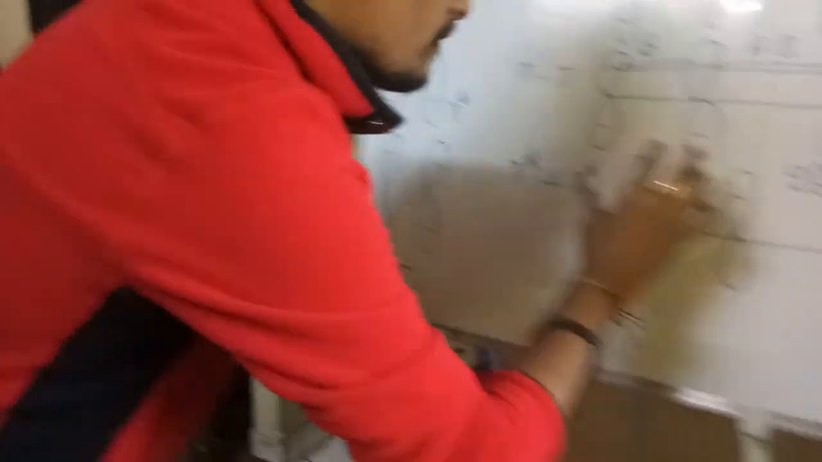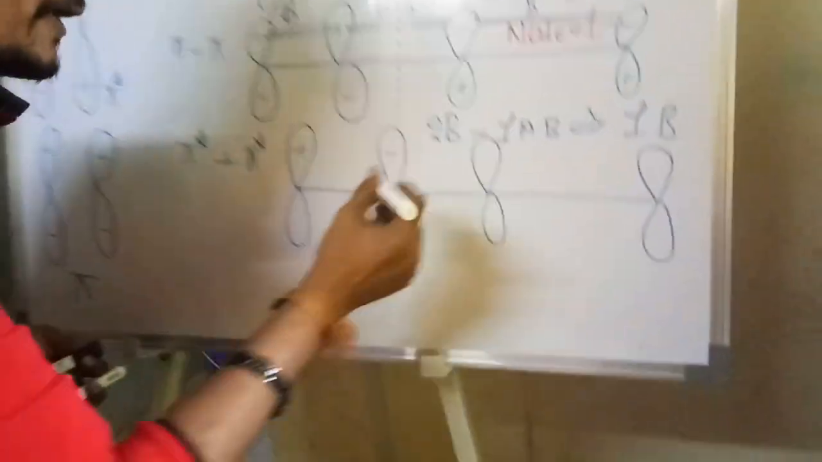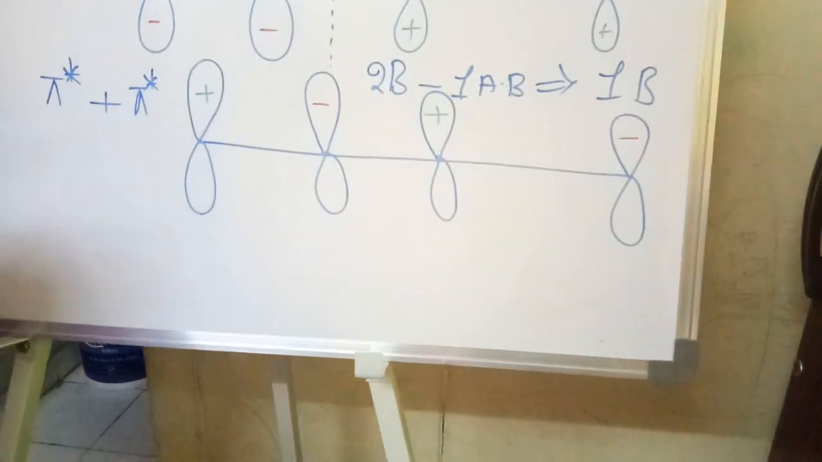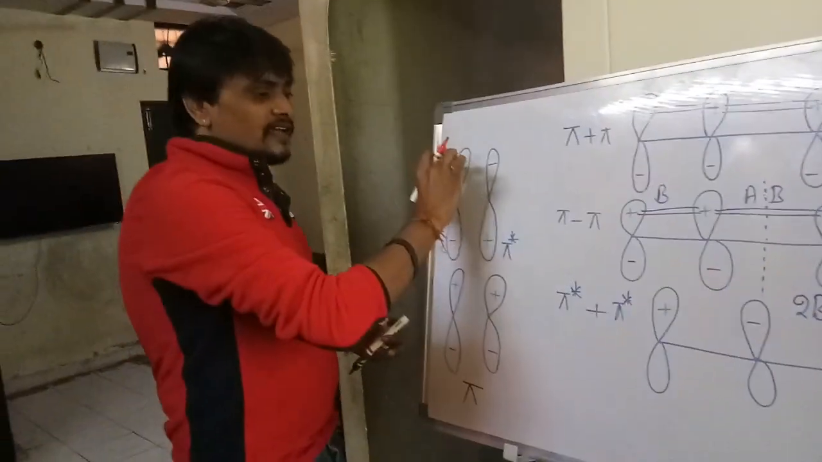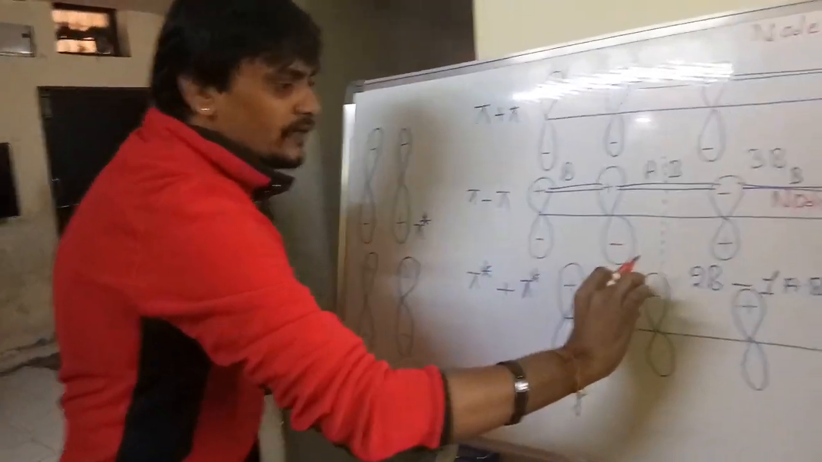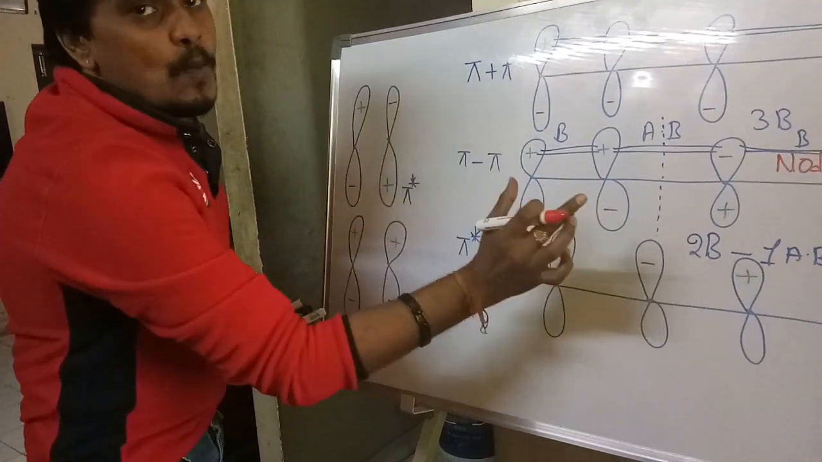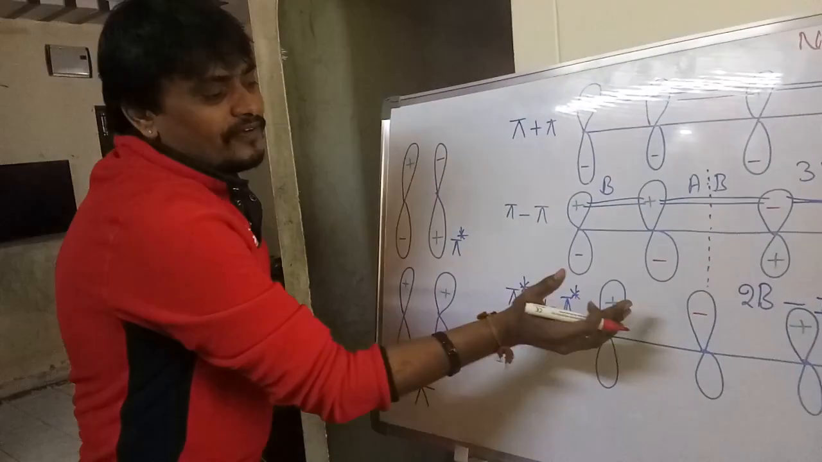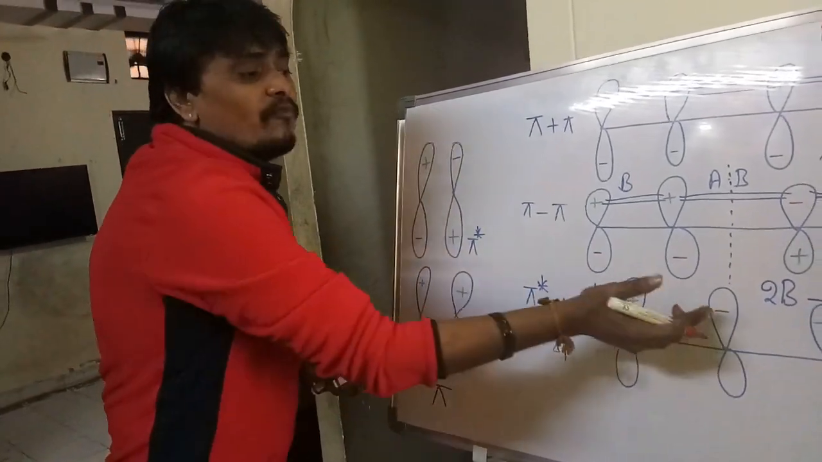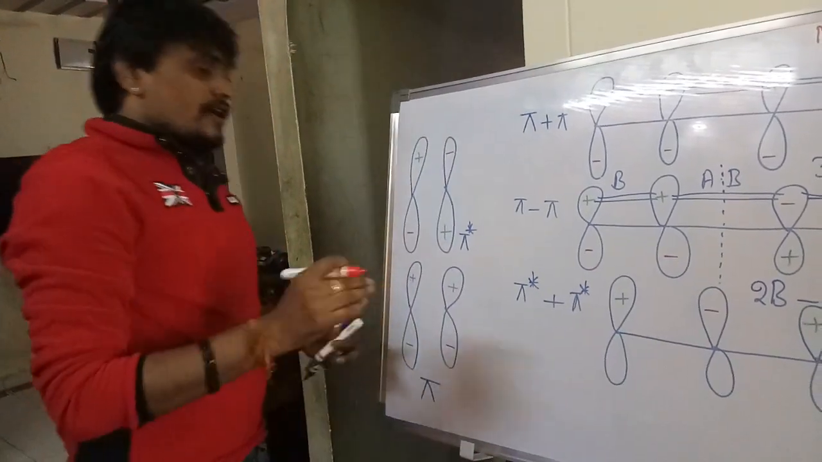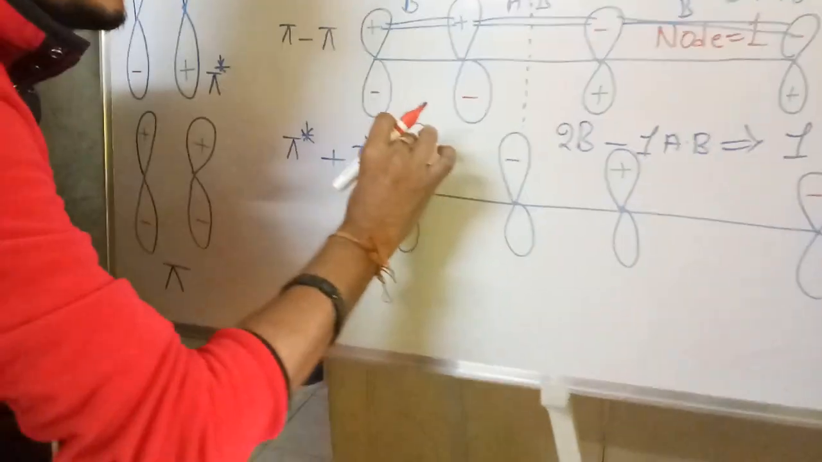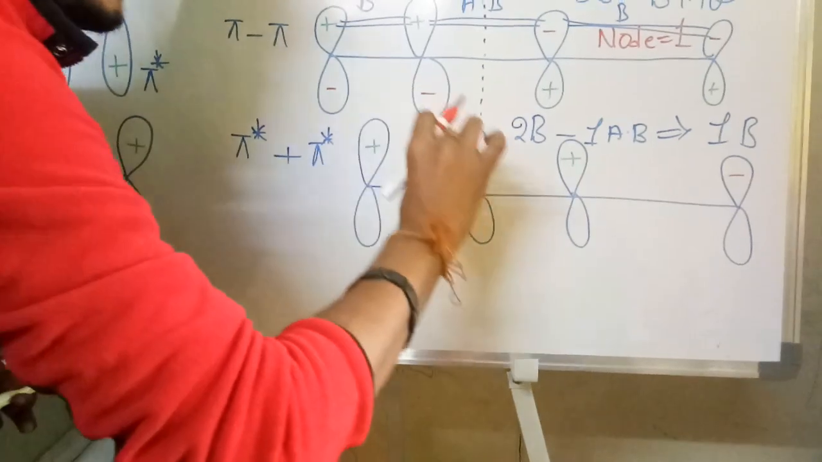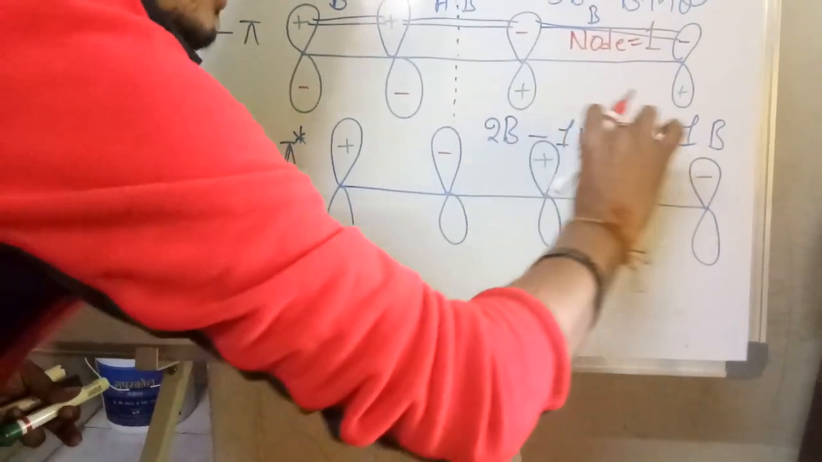What is the pi star? We have to write the pi star only. So positive and negative. Got it? I hope you got it. Pi star: positive, negative. Positive, negative. Let us focus only on one lobe, and then the other lobe can be easily filled. If one lobe is positive, the other lobe is negative; if one lobe is negative, the other lobe is positive. As we are combining with the same pi star, definitely it will be the same, positive and negative.